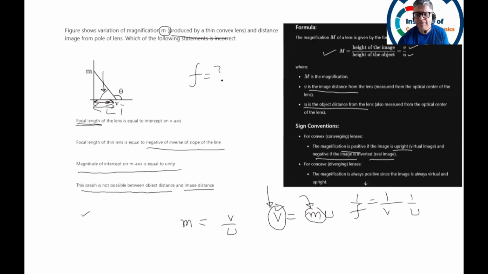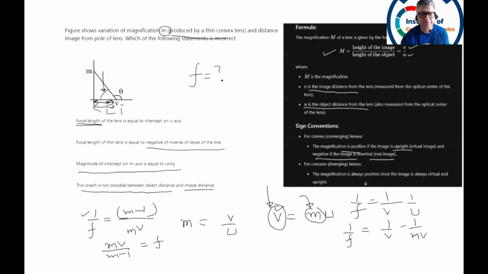And so therefore 1 by f is equal to 1 by v minus 1 by mv. And if I take the LCM, I get 1 by f is equal to, this will become m minus 1. And so therefore mv upon m minus 1 is equal to f. And so I can take the v, so this side focal length is equal to m upon m minus 1 into v.